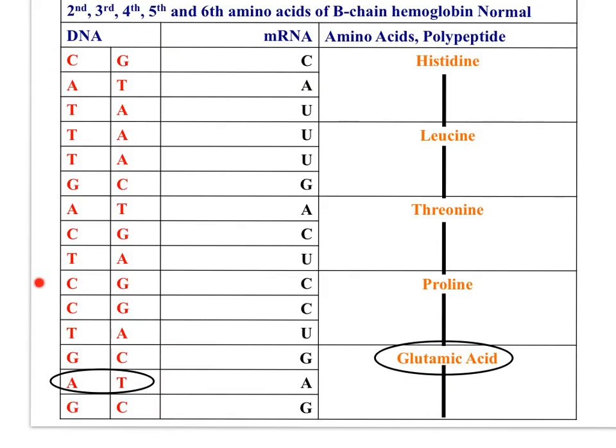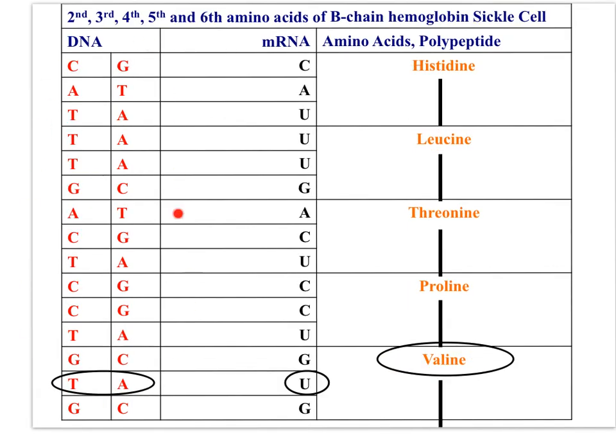So here is the DNA for normal hemoglobin, coding for the second, third, fourth, fifth, and sixth amino acids. Here is the sense strand, and here is the antisense strand. Here is the mRNA transcribed from the antisense strand. The codon GAG brings glutamic acid into position as the sixth amino acid out of 146.